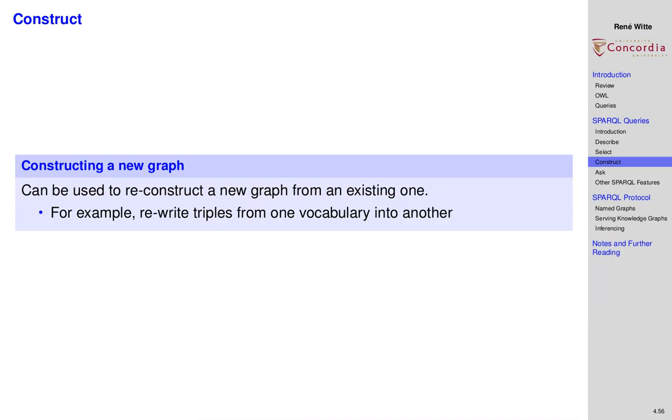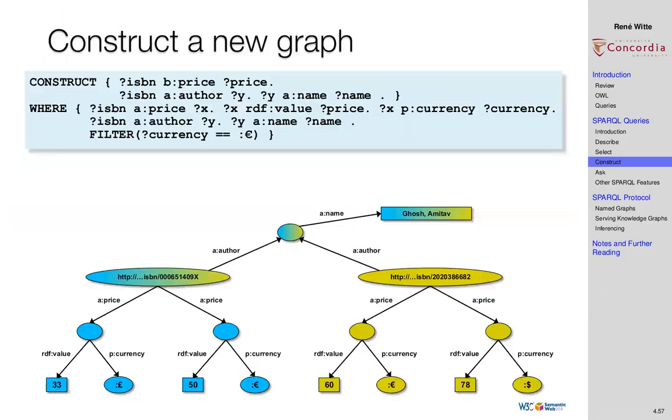So far with select, all we did is return a whole bunch of triples. But there's also a way to basically rewrite a graph, reconstruct a graph from an existing one. So as an example, let's say we have this book graph here, and now we want to rewrite this graph into a new one that doesn't have the currency information. So we want to have a graph that's simpler in structure, that has the book directly with the price in euro. So we're not interested anymore in managing multiple currencies.